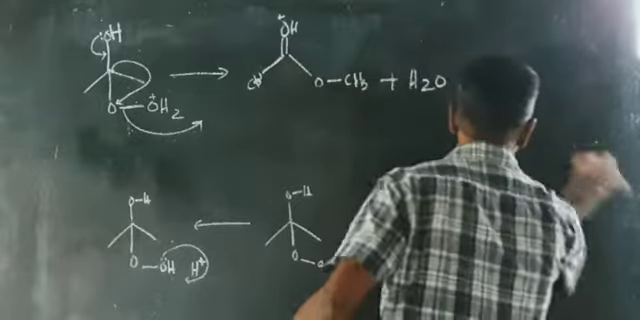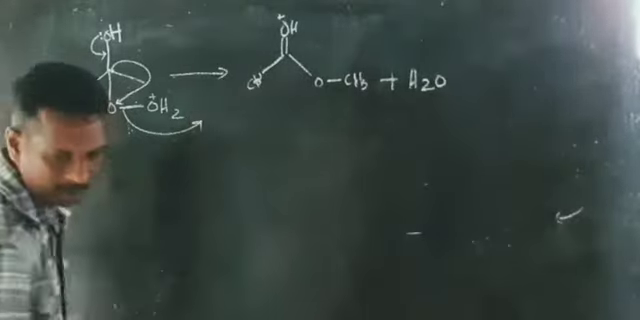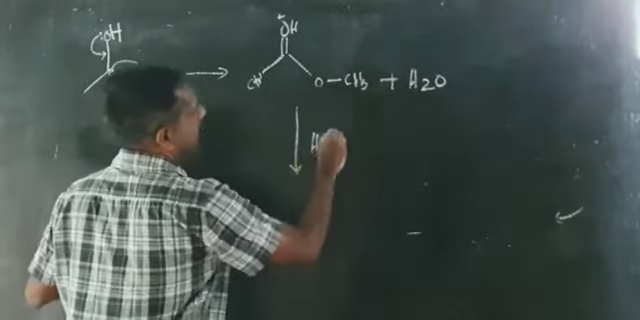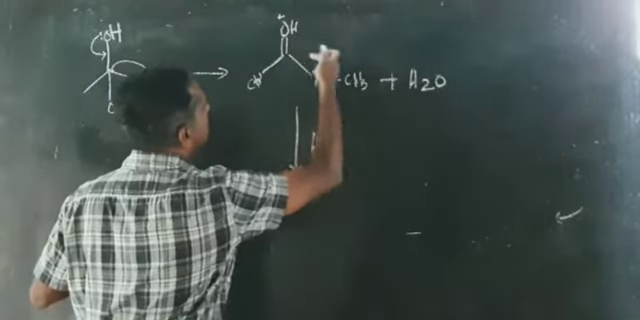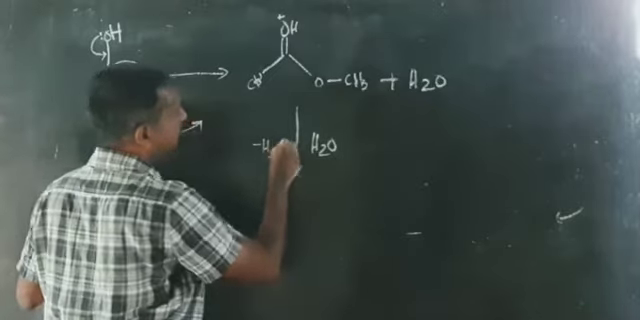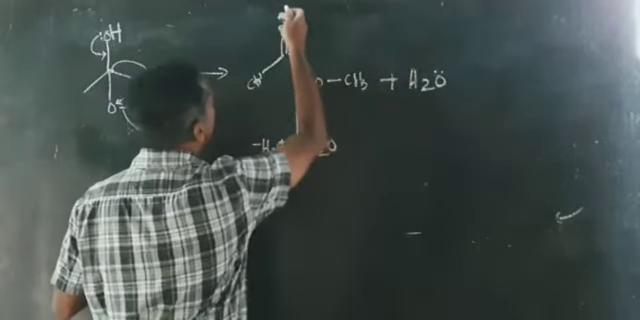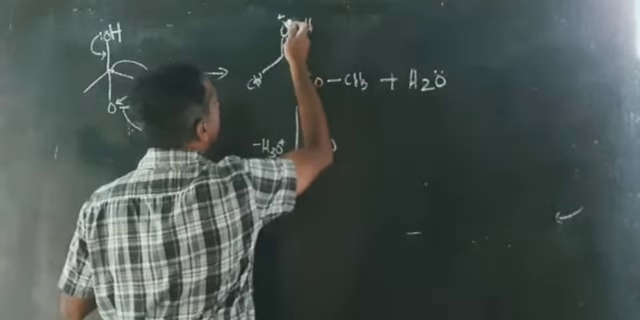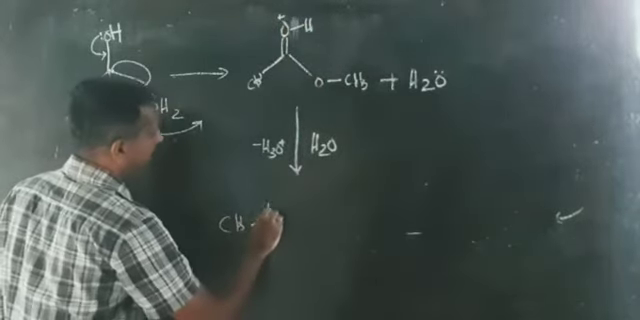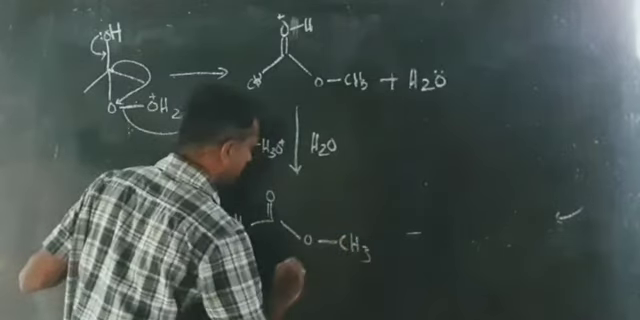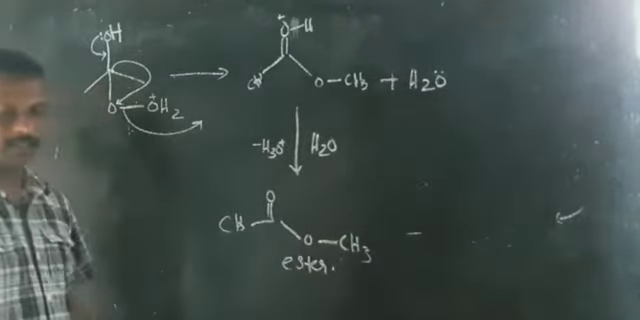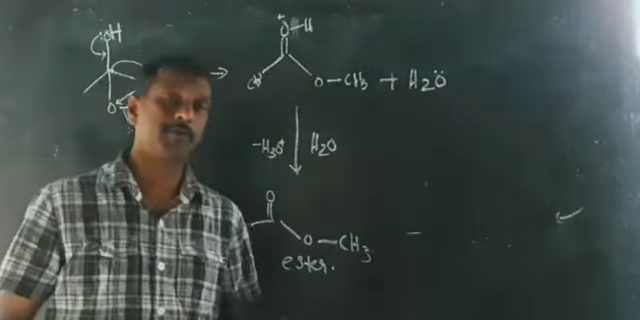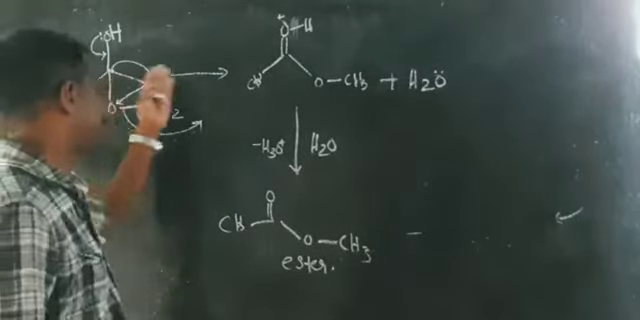In the final step, as we have discussed earlier, this is the protonated ester. Water is here, and this water removes this proton, that means minus H3O plus. It removes this proton, and the bond migrates to oxygen, and we get CH3, C double bond O, CH3. We get the ester. This is the Baeyer Villiger rearrangement using hydrogen peroxide in acid medium. A ketone can be converted to an ester.